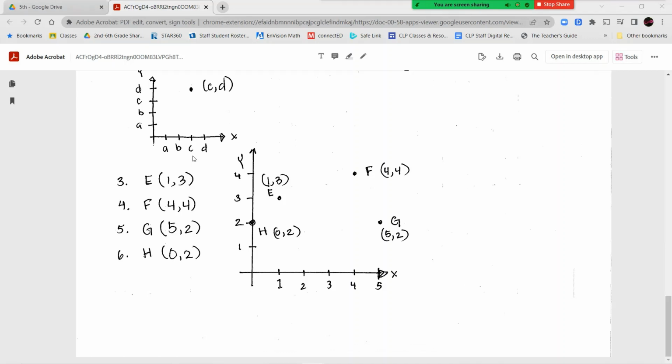For 3 through 6, we're going to be plotting various points on this grid. So it tells us that point E is at 1, 3. So I go across 1 and up 3, and I can plot point E right there. For point F, it says go across 4 and up 4. So I went across 4 and up 4, and I plotted point F. For point G, it says plot it at 5, 2. So I went across 5 and up 2. And then for point H, it says is located at 0, 2. So I went across nothing and just up 2 spaces. And I was able to plot all 4 of my points that way.